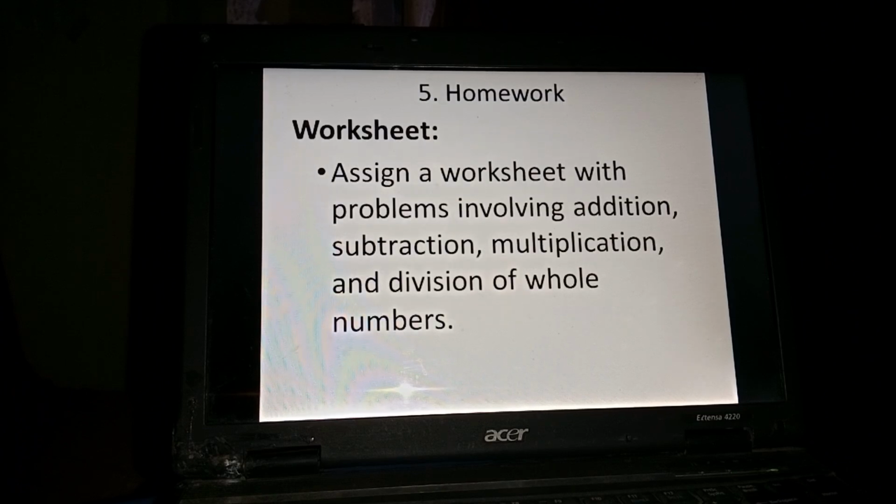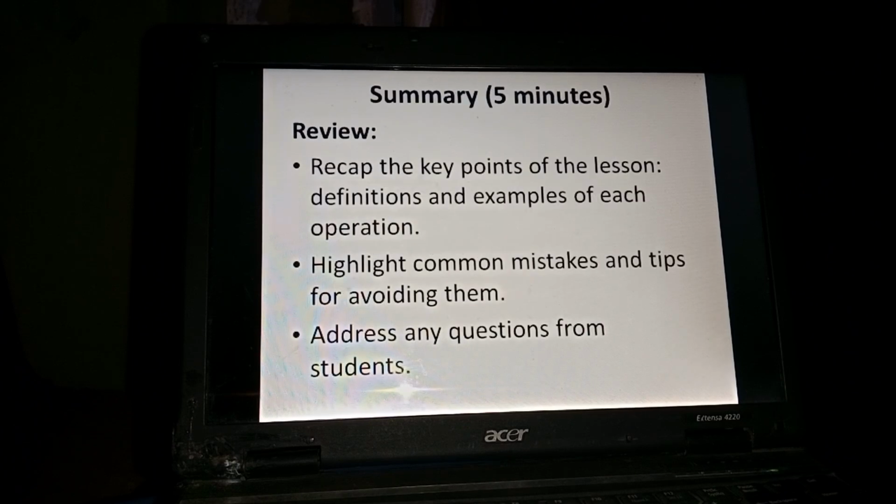Homework. Assign a worksheet with problems involving addition, subtraction, multiplication, and division of whole numbers. Summary. Recap the key points of the lesson, definition and examples of each operation. Highlight common mistakes and tips for avoiding them. And raise any questions from students.